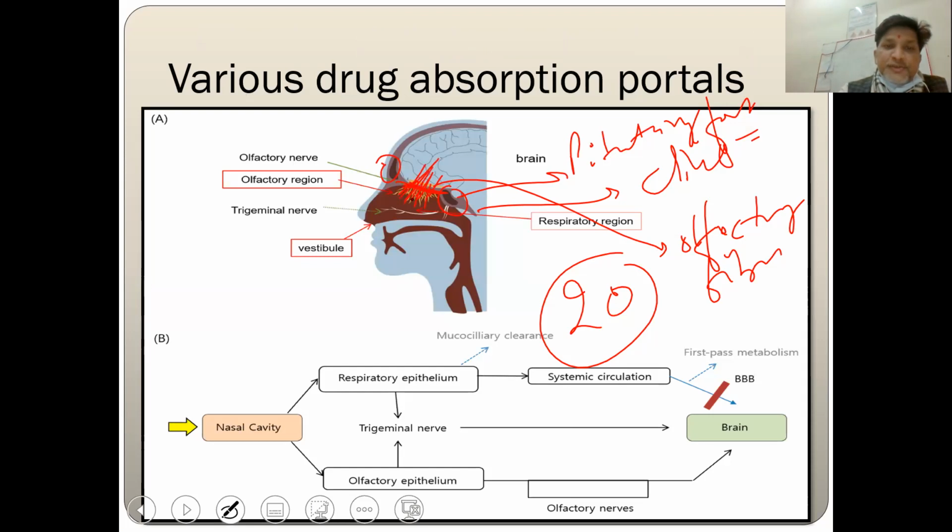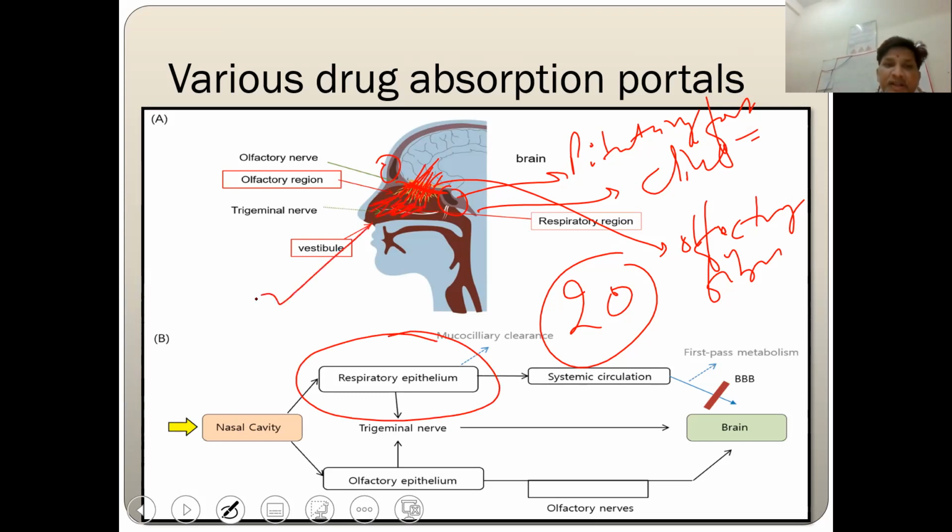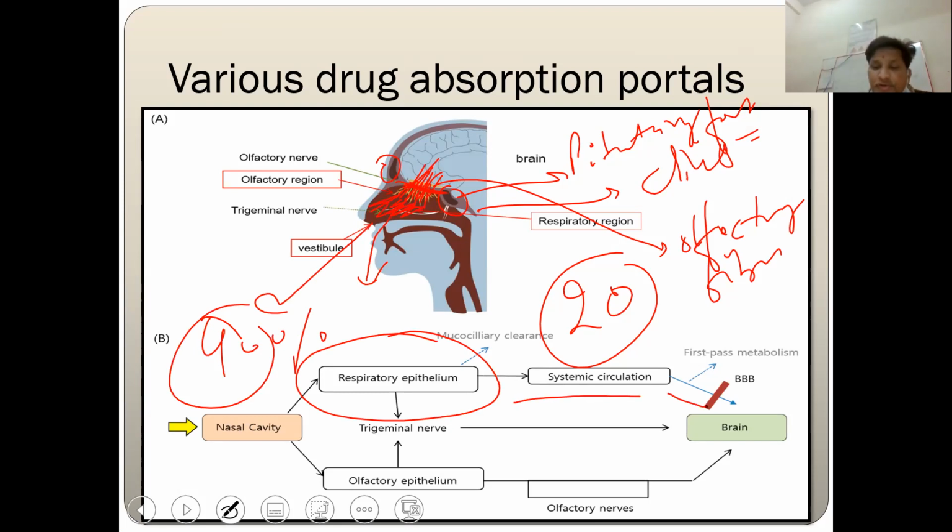And these olfactory neurons enter the nasal cavity through the roof of the nasal cavity, and thus we have two types of absorption of drugs through the nasal cavity. One is absorption through the respiratory epithelium, which is the majority of the nasal mucosa. About 90% of the nasal cavity mucosa is respiratory epithelium, or pseudostratified ciliated columnar epithelium. Drugs absorbed through this mucosa go into the systemic circulation, then cross or do not cross the blood-brain barrier, which is made of modified astrocytes, and then appear in the CSF, and then permeate into the brain tissue or brain matrix.